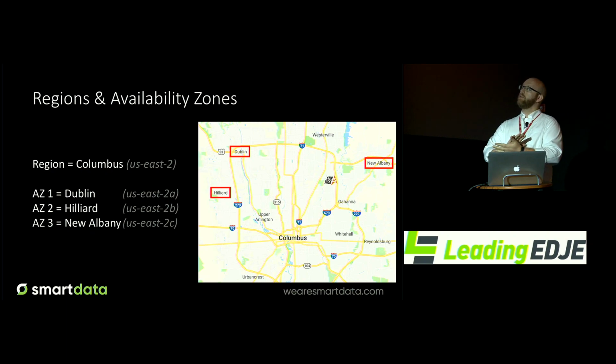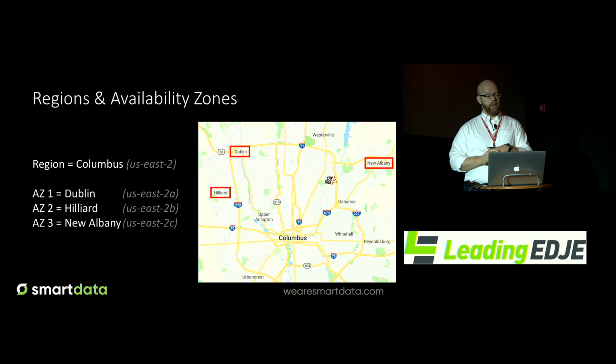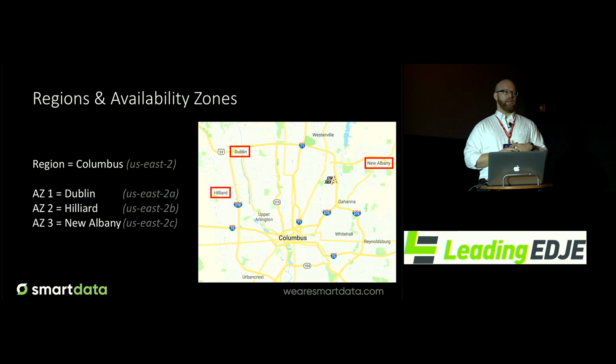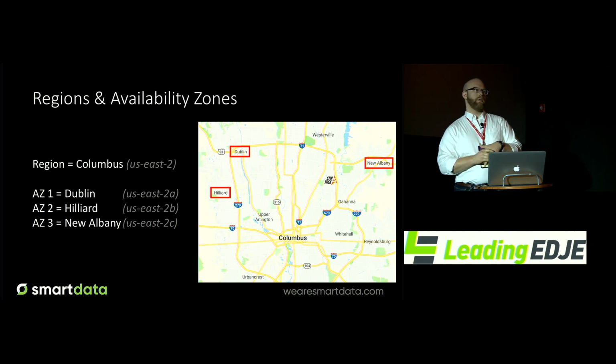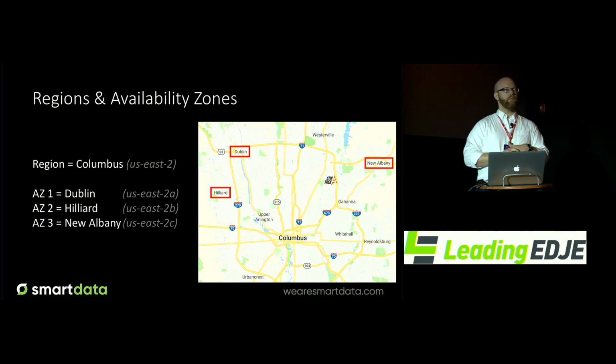Those are typically referred to within the code by their designations that I have in light gray on the left. Columbus is US East 2, and then each of the AZs is A, B, and C. One thing to note for those of you who are versed on AWS, those A, B, and C designations do not necessarily correspond to the city names that I have next to them. In fact, those differ per account. AZs are defined on an account level basis, so my personal account may have AZ A as Dublin. My coworker David's account may have AZ A as Hilliard.